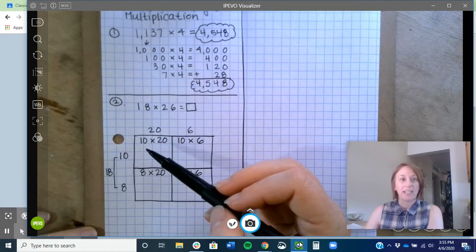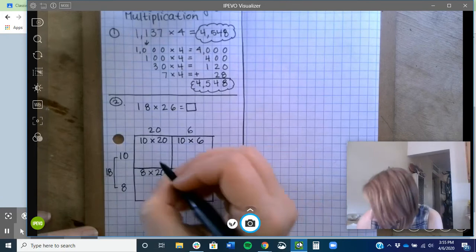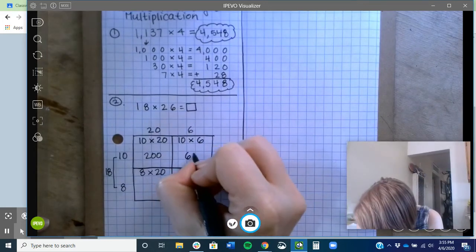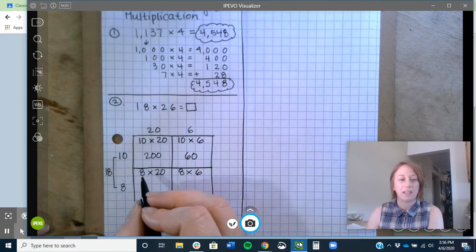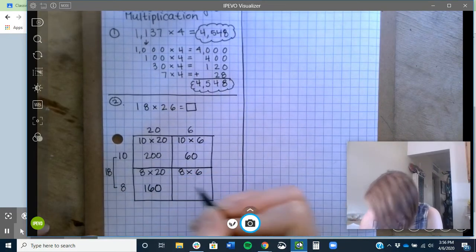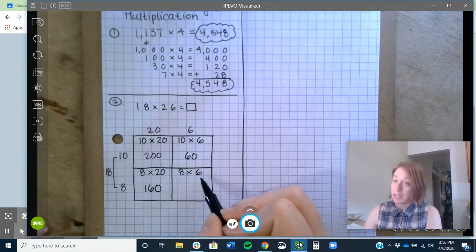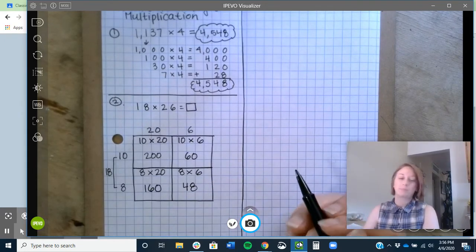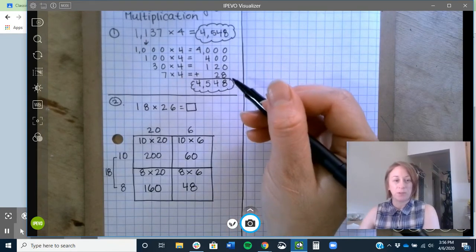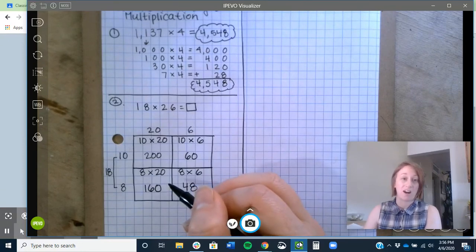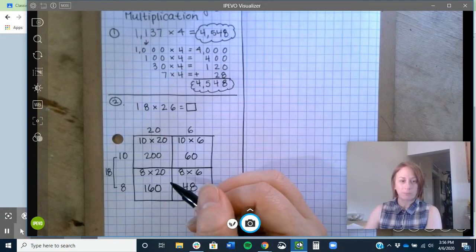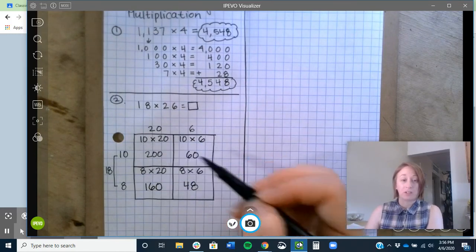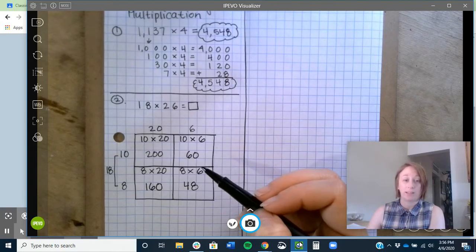Now what we need to do is just multiply each number sentence. 10 times 20 equals 200. 10 times 6 equals 60. 8 times 20 equals 160. 8 times 6 equals 48. Just like in our first example, all of these values are partial products. They are our partial products. All we have to do now is add all of these partial products together. I like to keep the rows and the columns together to make it easy and nice and organized.